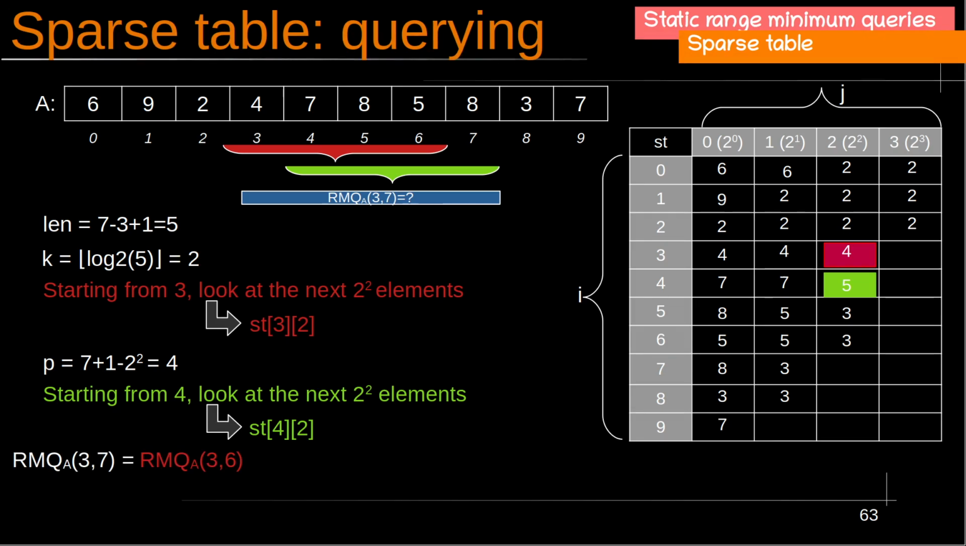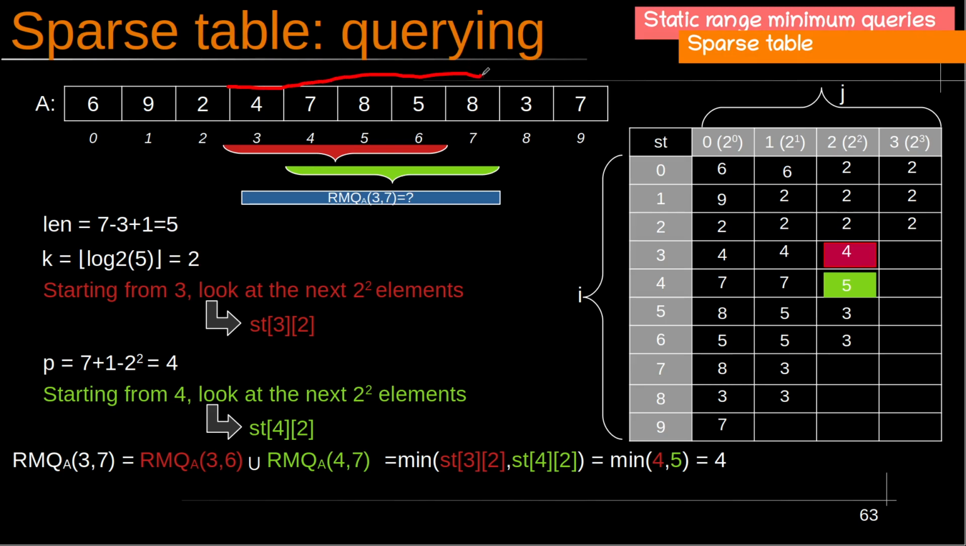So the minimum from 3 to 7 in the original array is the minimum from 3 to 6 combined with the minimum from 4 to 7. It does not matter that the ranges overlap here, because the minimum is an idempotent function. So the minimum between 4 and 5 is 4. As we have seen here in the initial array, from 3 to 7 the minimum is 4.